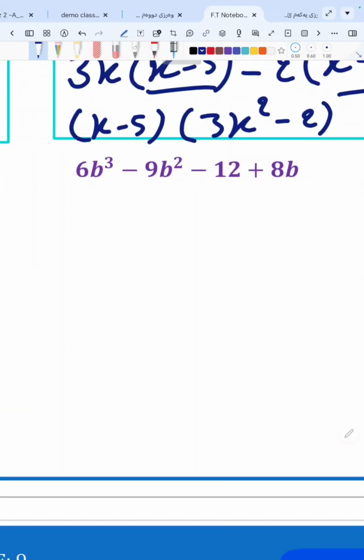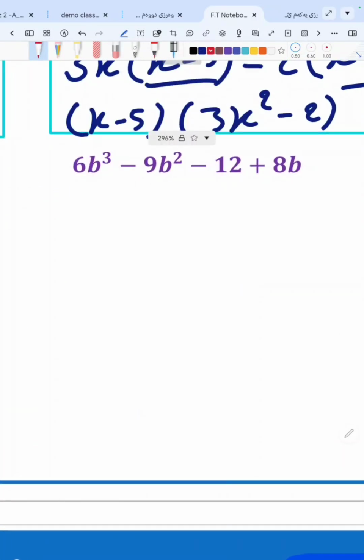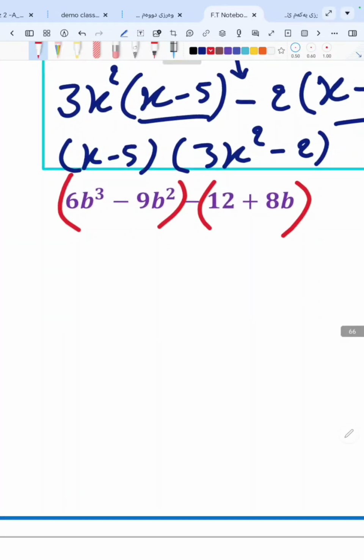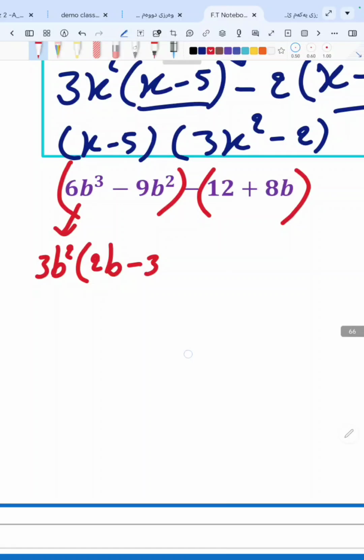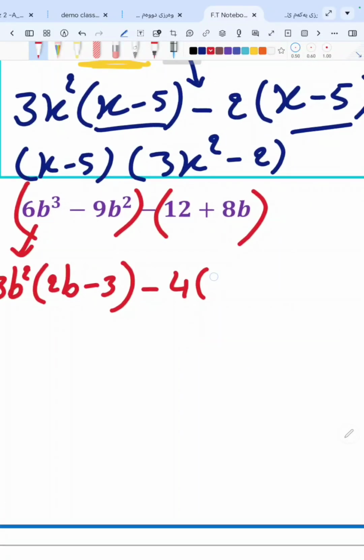Okay. In this example, let's solve it. Between 6 and 9, I have 3. Between b power 2 and b power 3, I have b power 2. So 6 divided by 3 is 2, b remains. Minus 9 divided by 3 is 3. b power 2 divided by b power 2 is equal to 1. Minus, between 12 and 8, I have 4. 12 divided by 4 is 3. Plus 8 divided by 4 is 2b.